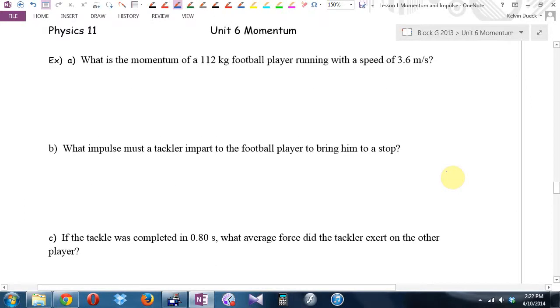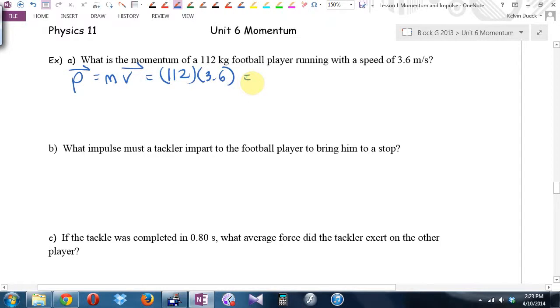Momentum can be used to analyze football, to explain a lot with football. So my football players, listen up. What's the momentum of a 112-kilogram football player, about a 240-pound linebacker, or one of the big bruising running backs, so not a scat back, but one of the big guys, running with a speed of 3.6 meters per second? Manny, since this is football, what's this question asking me to find, my friend? Oh, momentum, we have our new equation. Momentum is what times what, folks? Mass times velocity.